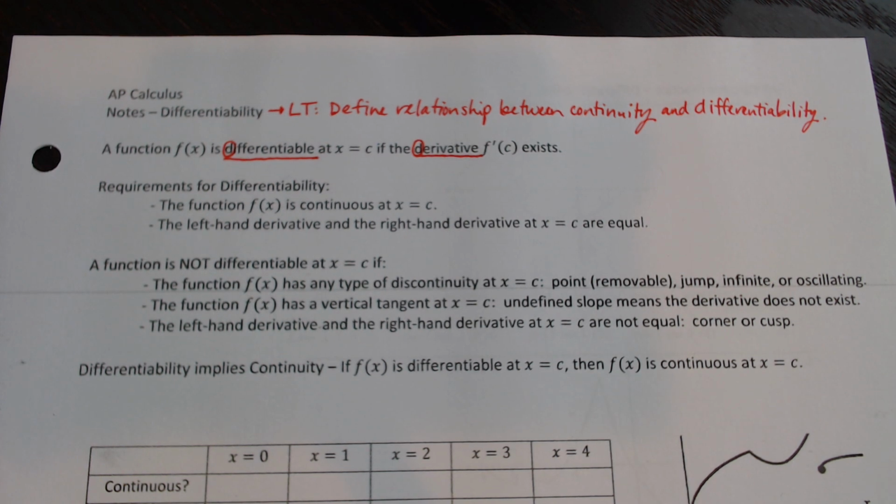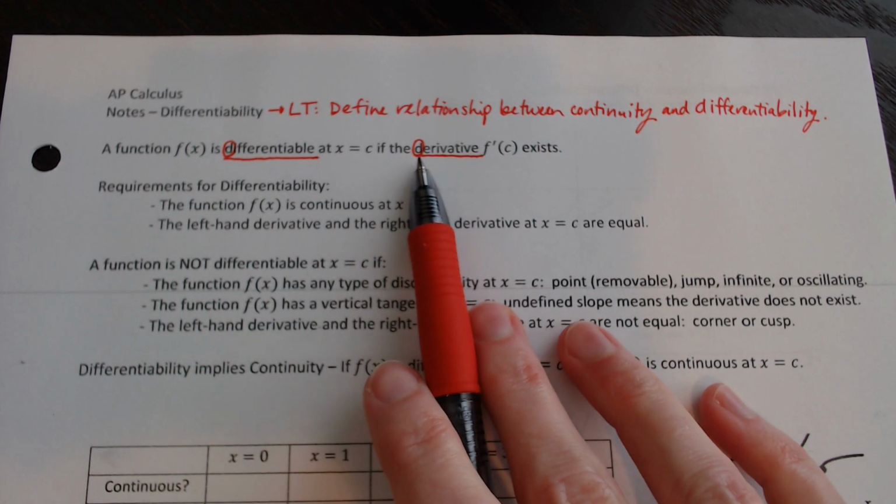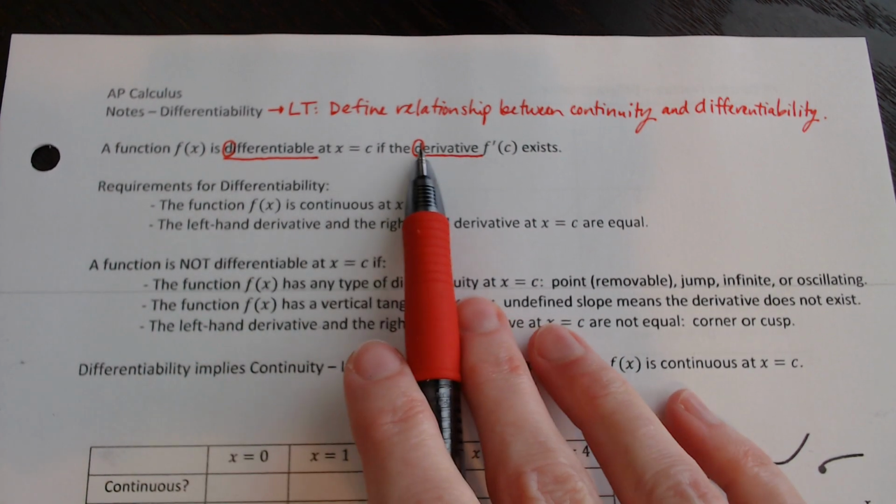A function f of x is differentiable at x equals c if the derivative f prime of c exists. You'll notice that I underline differentiable and derivative. So although differentiable is a kind of a formal word and it's a little intimidating, all it really means is that the function has a derivative. And luckily for us, both the words start with a D, so that helps me remember that when I hear differentiable, they're really just talking about a derivative.